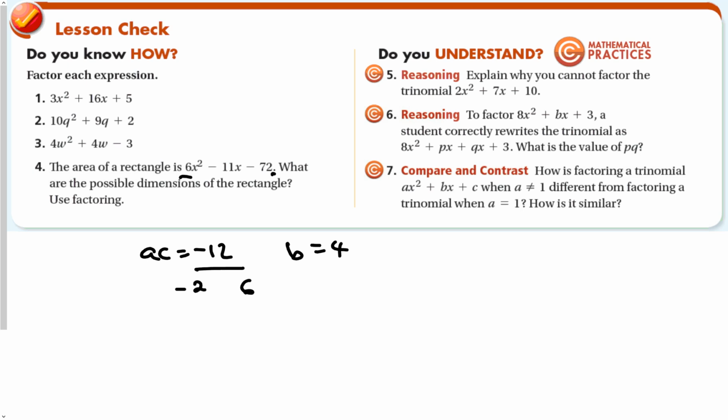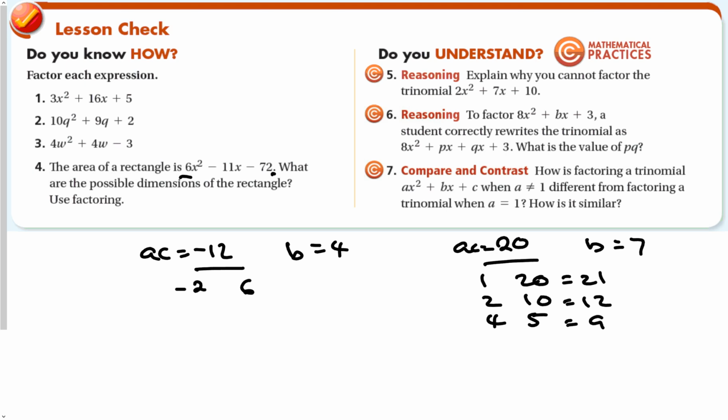Explain why you cannot factor the trinomial 2x squared plus 7x plus 10. The factors of AC, AC is equal to 20. B is 7. The factors of 20 are 1 and 20, 2 and 10, 4 and 5, and none of those add up to 7. Okay, so we cannot factor that. It is unfactorable. We can do stuff with it at a later time, maybe in Algebra 2. We can solve it, but we can't solve it by factoring.